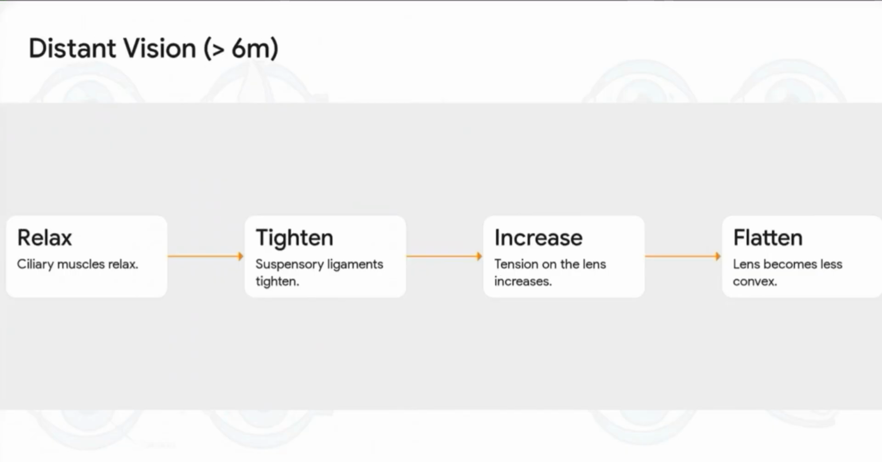Now, conversely, let's look at distant vision, objects more than 6 meters away. Light rays from way out there enter the eye almost parallel, meaning they barely need any bending at all. So in this case, the ciliary muscles just relax, moving backward and away from the lens. This outward shift pulls those suspensory ligaments incredibly tight, making them completely taut. Because the ligaments are pulling so hard, the tension on the lens increases dramatically. This literally stretches the lens out, making it much flatter or less convex. A flatter lens bends the light rays much less, which is exactly the subtle touch needed to land that distant image right onto the retina.